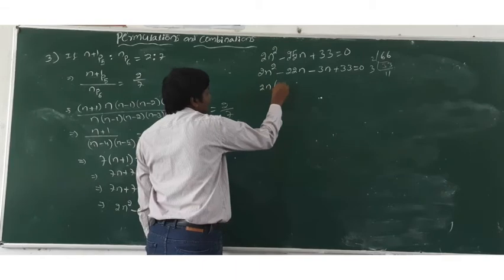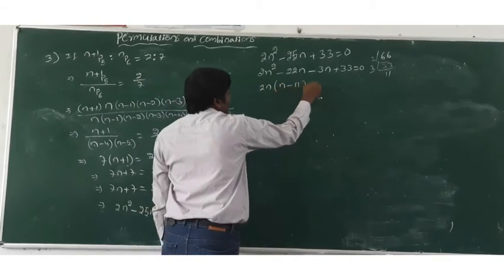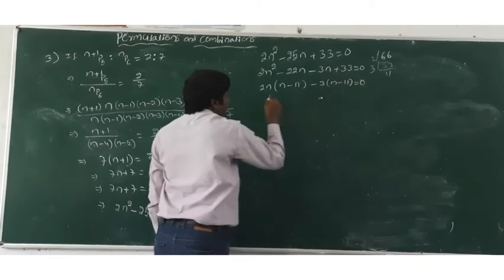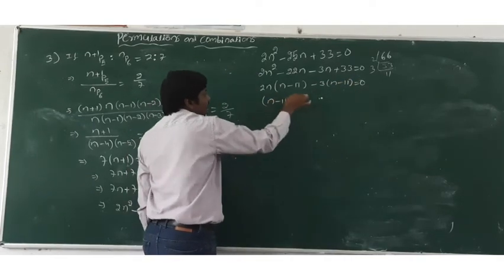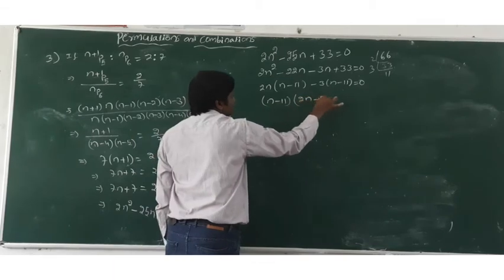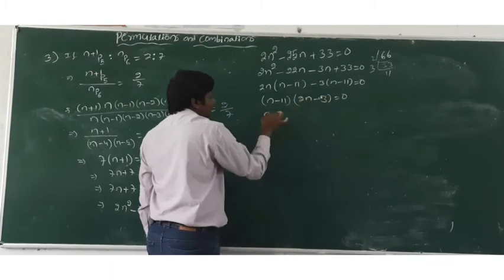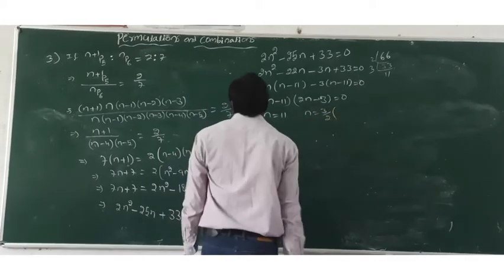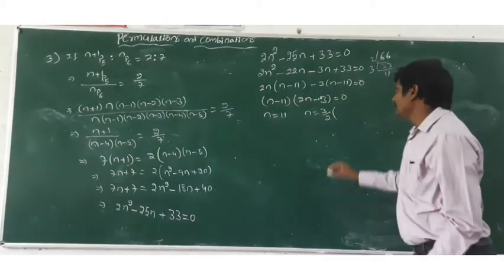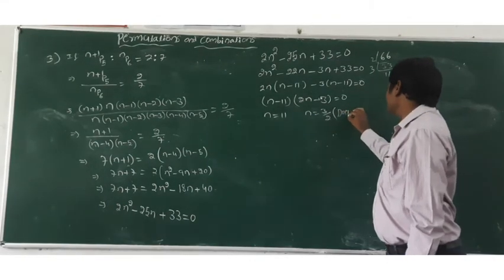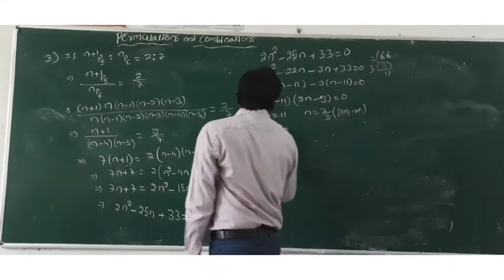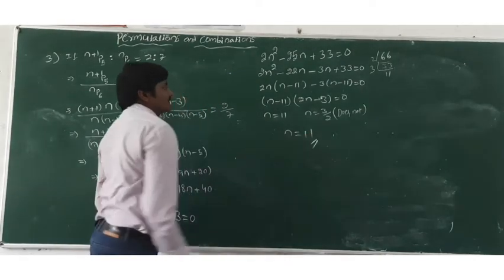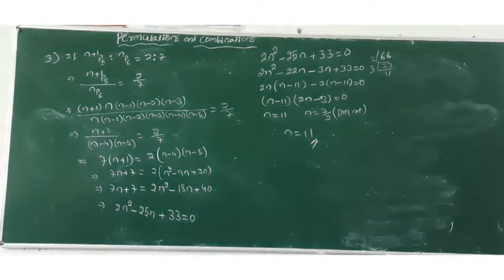Here 2n is common in the first part: n minus 11, and minus 3 is common, so n minus 11 is equal to 0. Here n minus 11 is common, and the other factor is 2n minus 3 is equal to 0, where n is equal to 11 or n is equal to 3 by 2. n is always a positive integer, so 3 by 2 does not exist. Therefore n is equal to 11. This is the final answer. Okay, next problem.